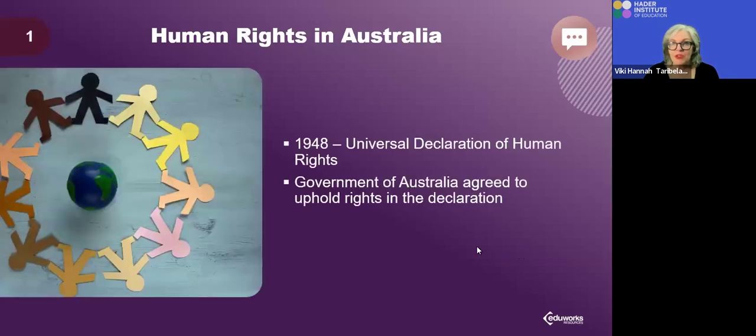So human rights in Australia, we work under the 1948 Universal Declaration of Human Rights and the United Nations, which Australia is a signatory to. And the Government of Australia agreed to uphold those rights in their declaration.